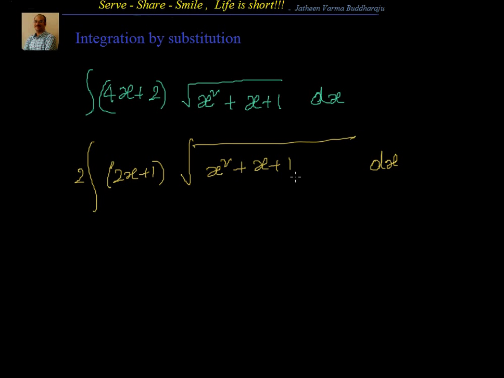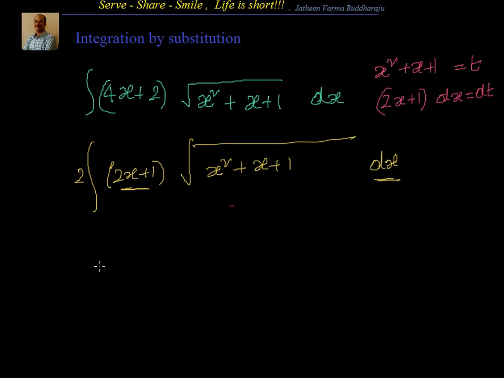Now if you observe very carefully, if I take x square plus x plus 1 as t, the derivative will be nothing but 2x plus 1. So 2x plus 1 dx can be replaced by dt. So I'll go ahead with that. That is how you have to do the suitable substitution. So let us say x square plus x plus 1 is equal to t. If you differentiate, you will have 2x plus 1 dx is equal to dt, or dt by dx equal to 2x plus 1.